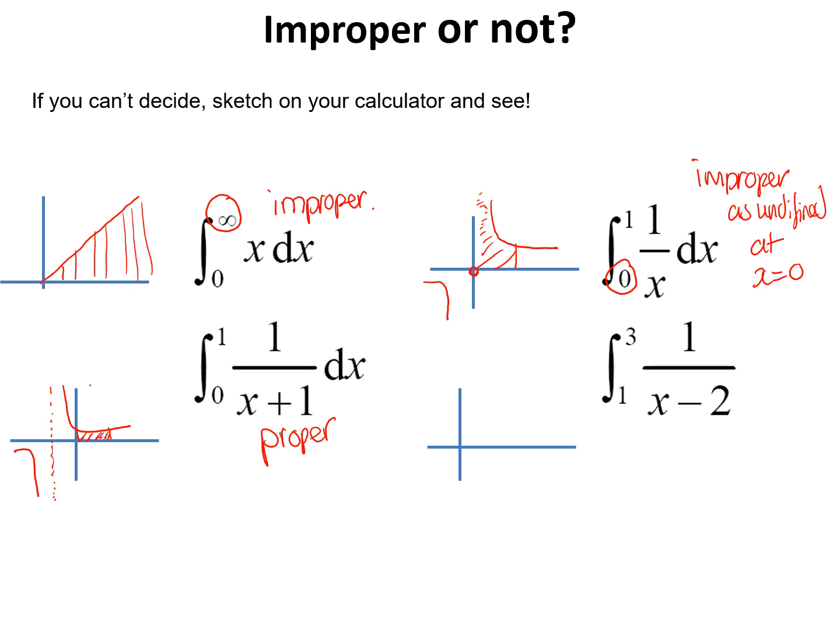And this one would have an asymptote at 2. Again, it's a reciprocal graph. So trying to find the integration between 1 and 3 would include the point at 2 where it's undefined. So it's undefined at 2. It's improper.